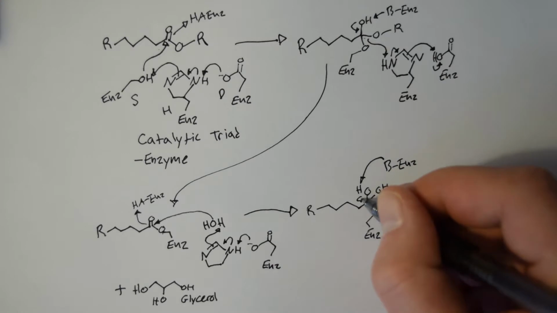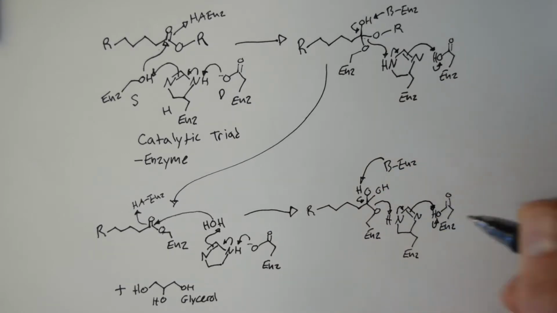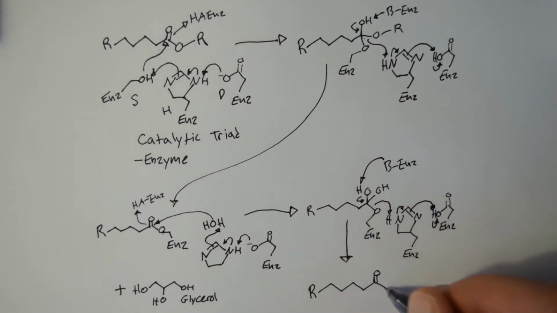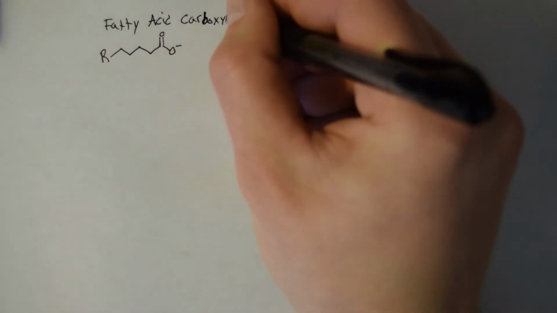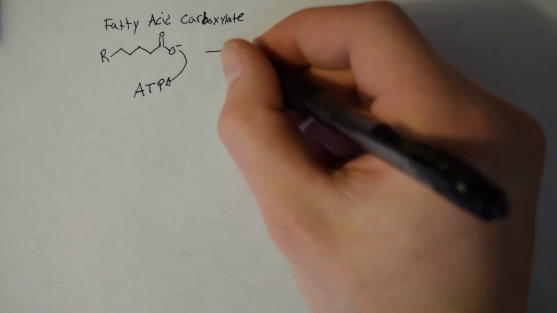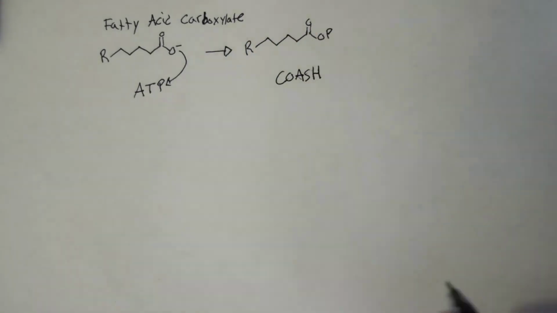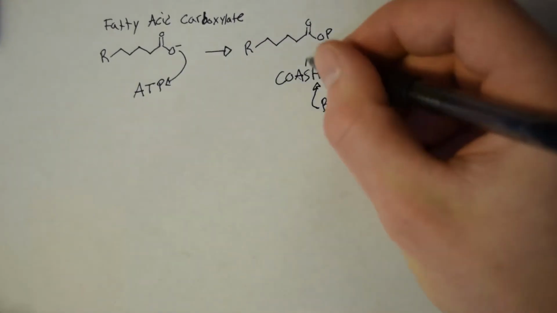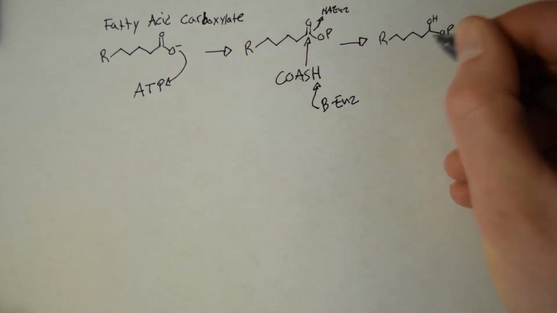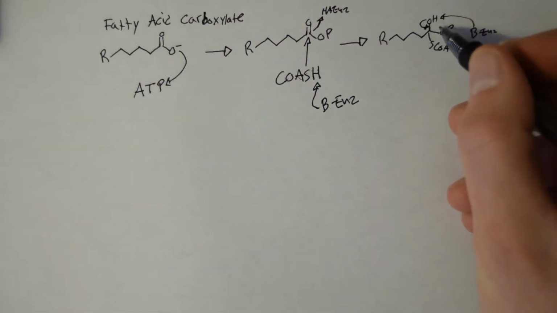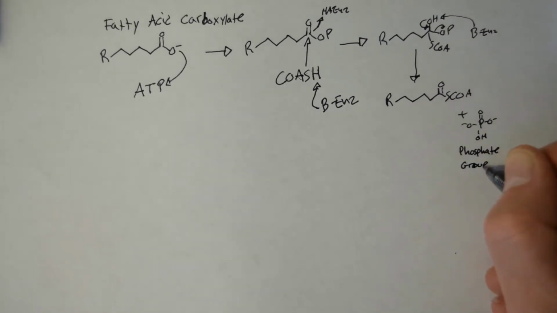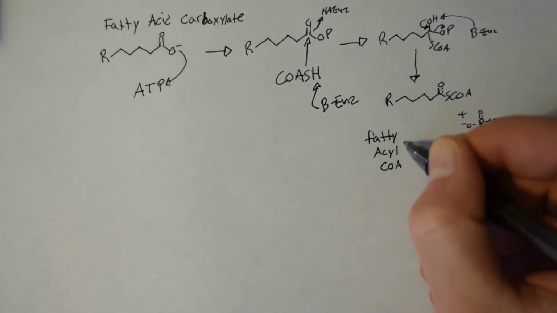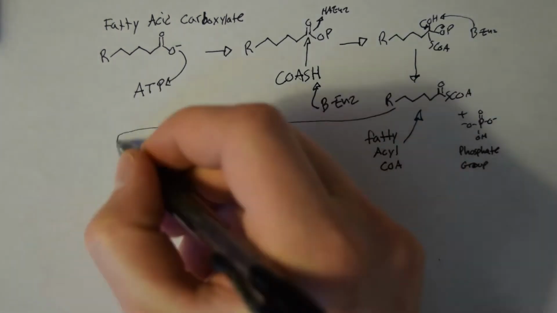and we end up with our fatty acid carboxylate, which is deprotonated at the body's pH, and the glycerol. The fatty acid carboxylate takes a phosphate group from ATP, a CoASH is added, and the phosphate group is kicked off again. This is called fatty acyl-CoA.